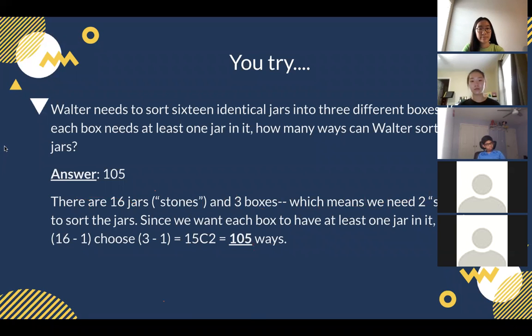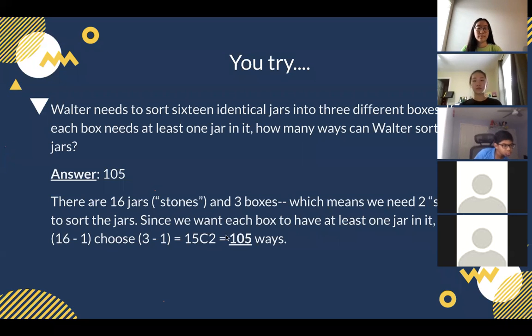Does everyone understand how it's 15 choose 2 instead of 15 choose 3? I need some encouragement in the chat. Okay. Yes. All right. So the main part was that 2 sticks make 3 groups. 3 sticks make 4 groups. Right. So that's the next question.